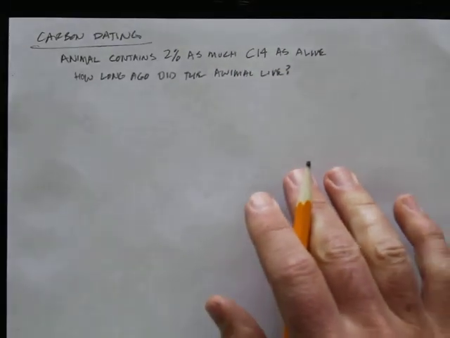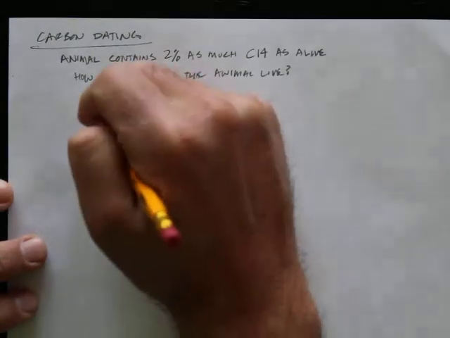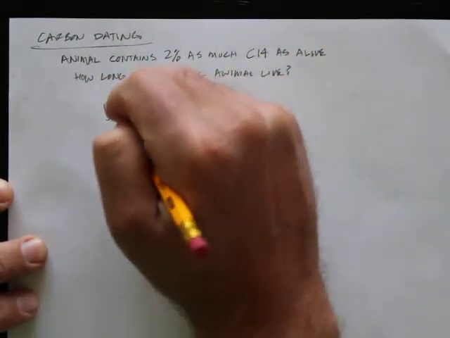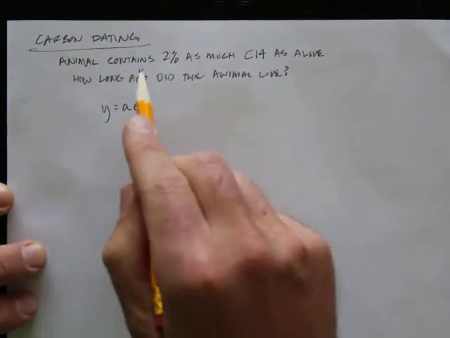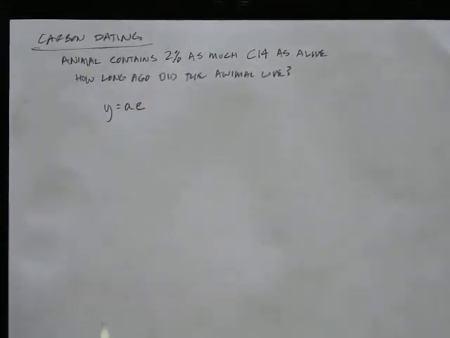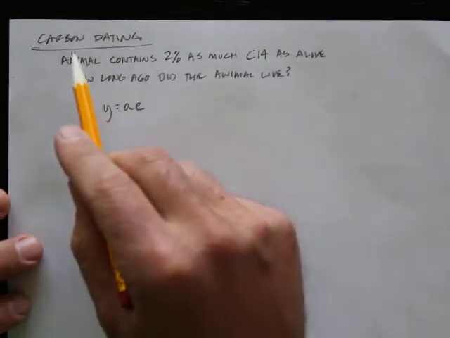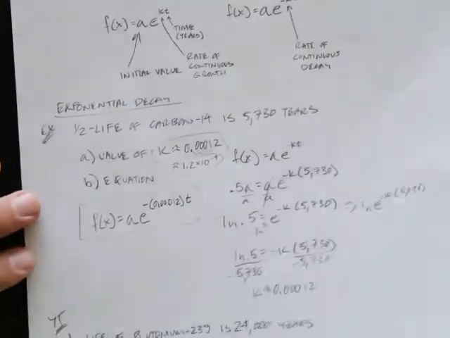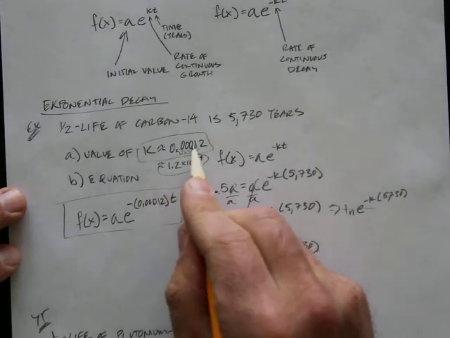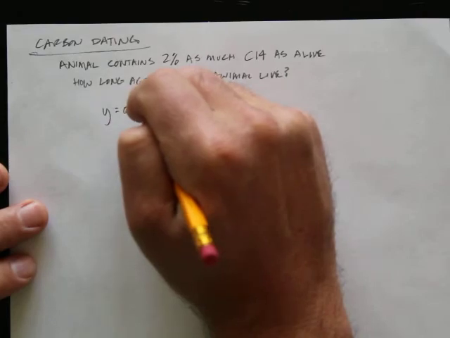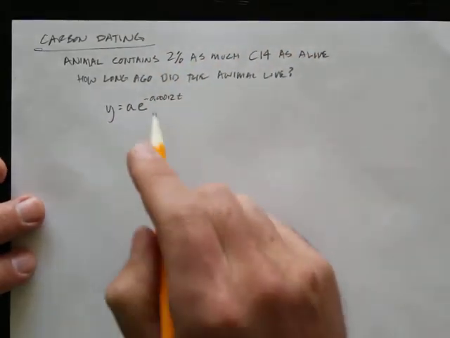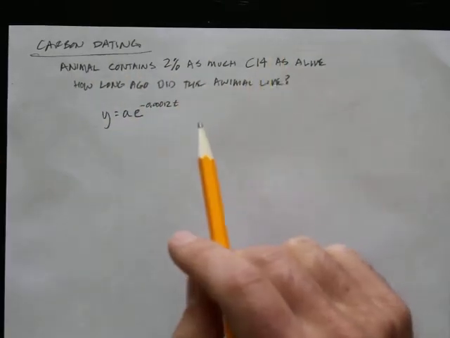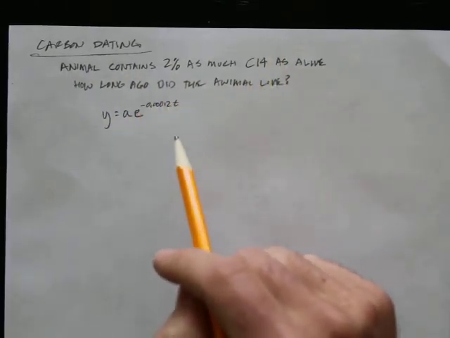Okay, so let's see how we're going to set this up. So we say f of x, but we can use y. That's fine, either way. So y equals A times e. Now, we know the rate of decay for carbon-14. We already figured that out here. It's 0.00012, right? So we're going to write negative 0.00012 times t. So that's the formula we're going to use for the decay of carbon-14.